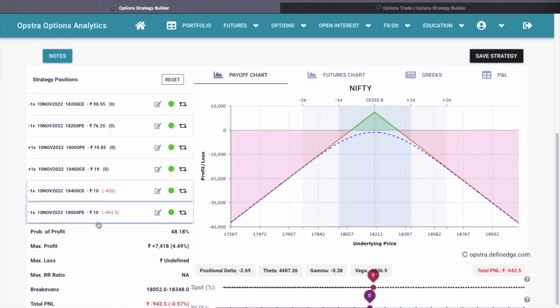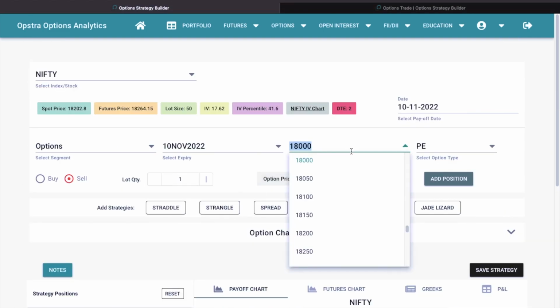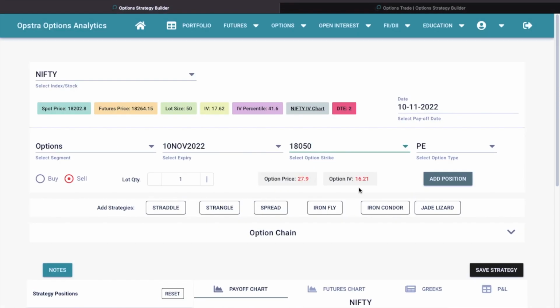So now I have squared off these two. Now I am going to buy a closer strike. Let's say now I would buy a 10 rupees strike that would be available around 18,300 and 18,050 PE. Okay, I will buy. So this value would be around, let's say, 19 rupees.